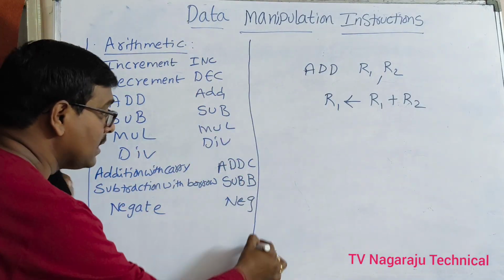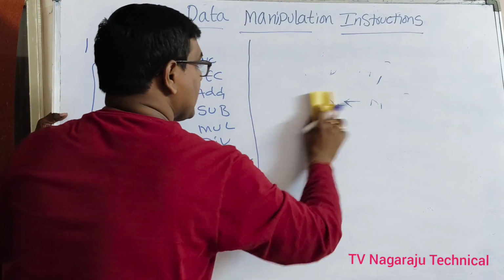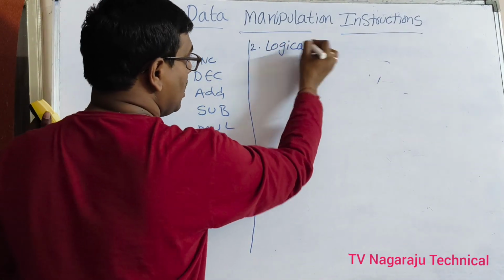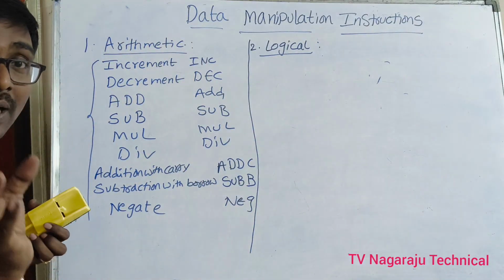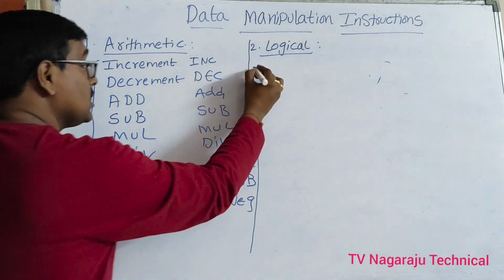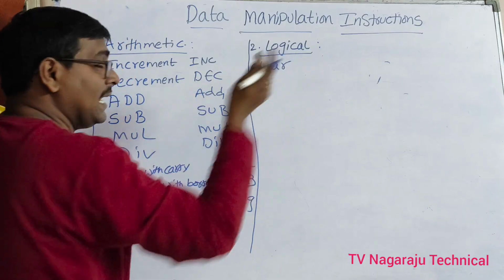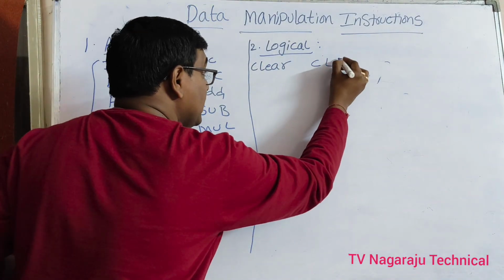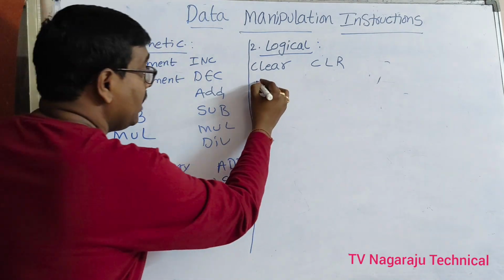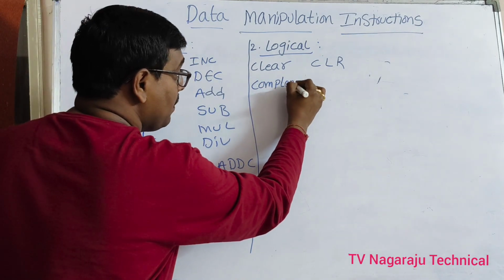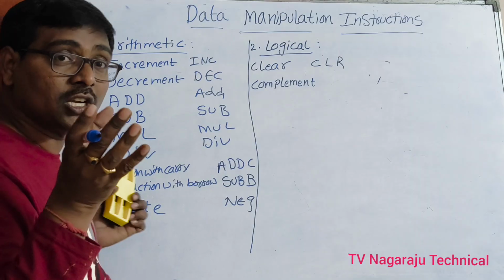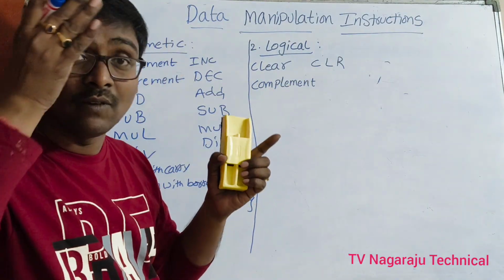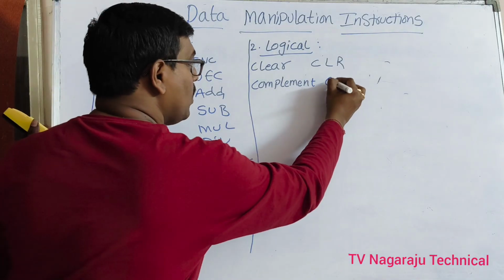Now move to the second category: logical instructions, or bitwise instructions. What are the different logical instructions? The first one is clear, represented as CLR, and then complement. We know the meaning of each. Clear means simply to clear the content. Complement means convert ones to zeros and zeros to ones.